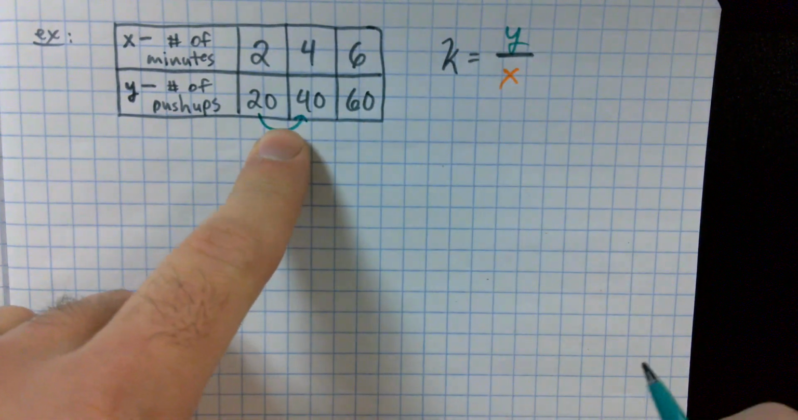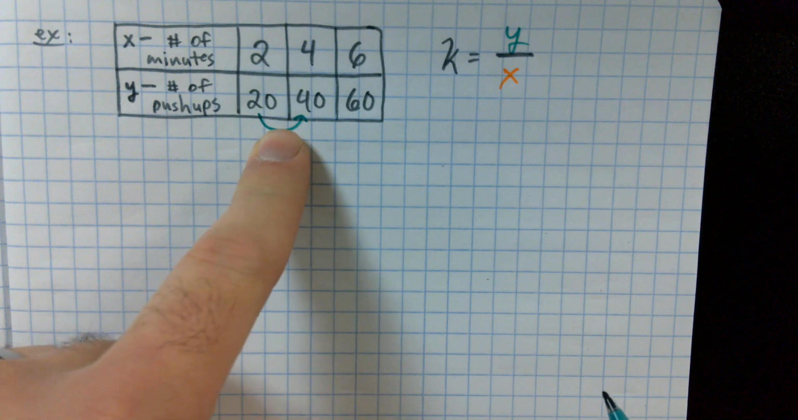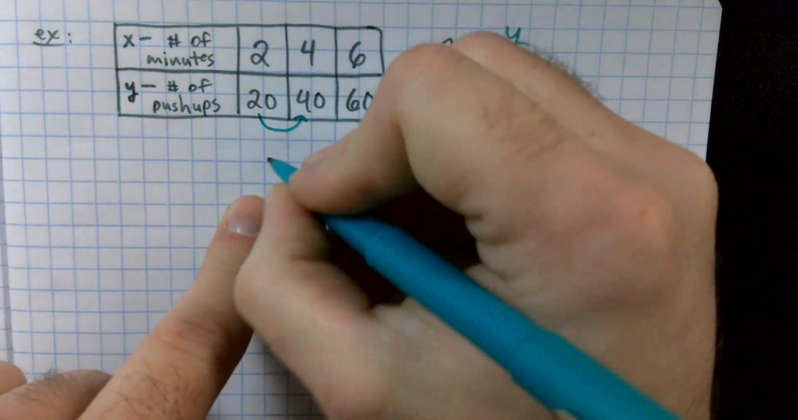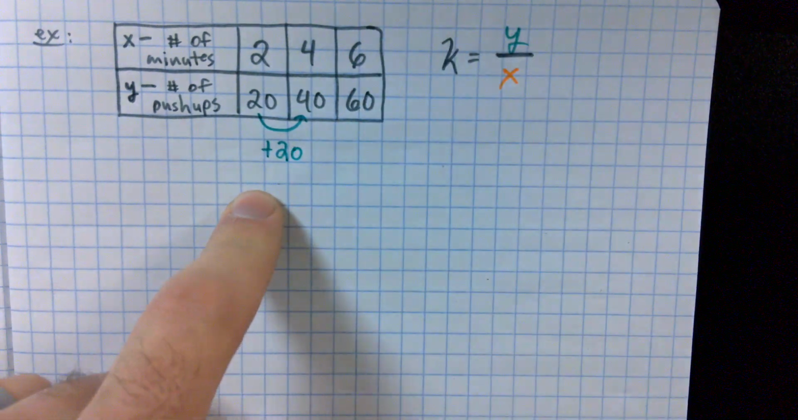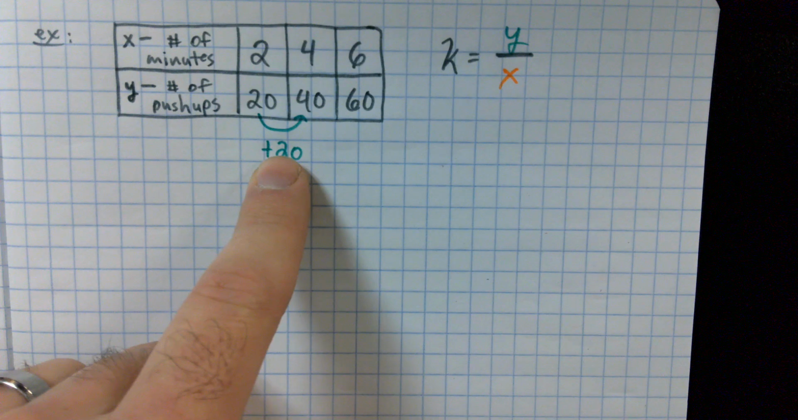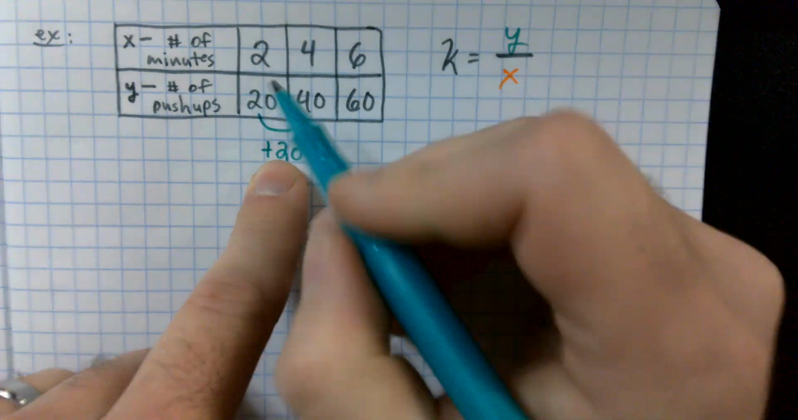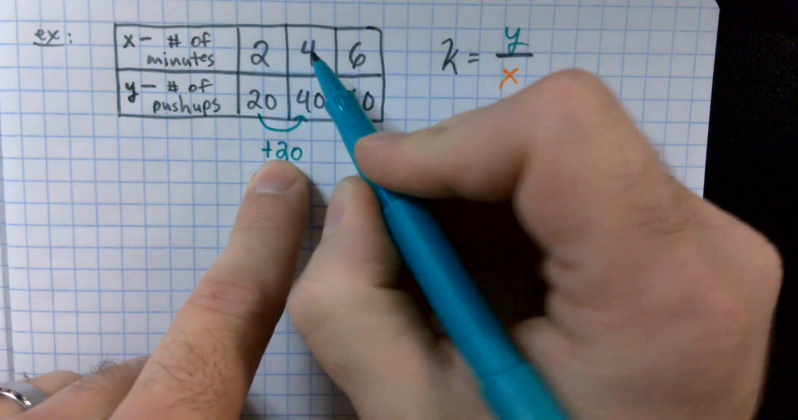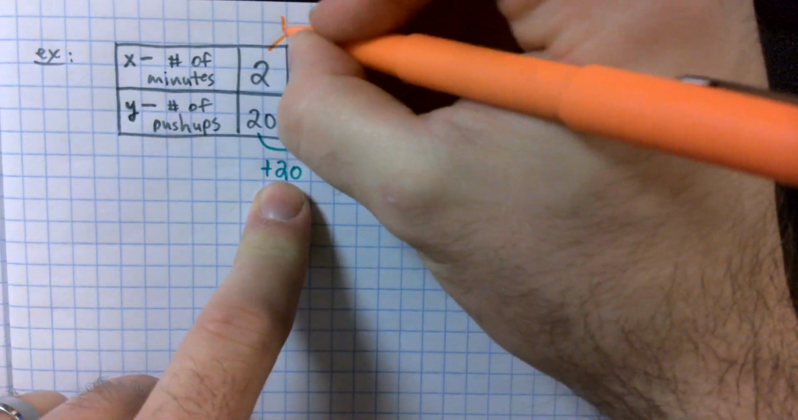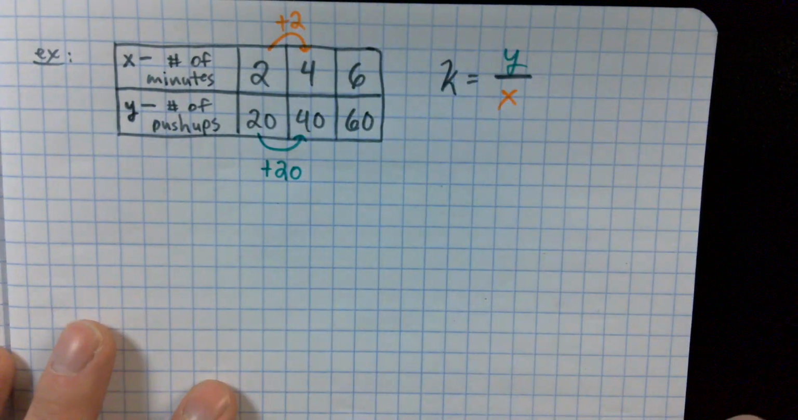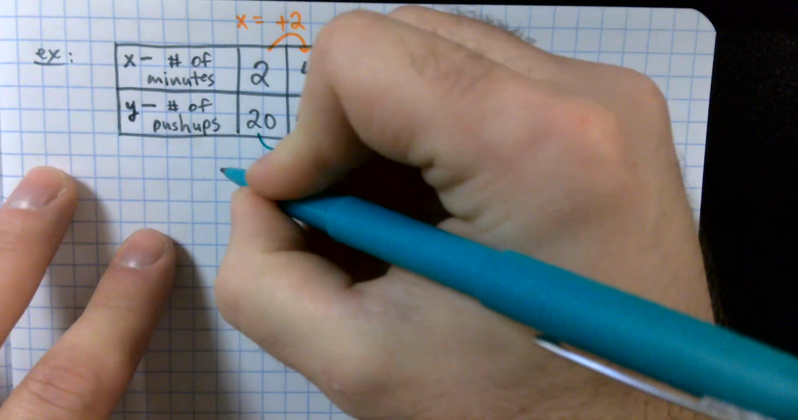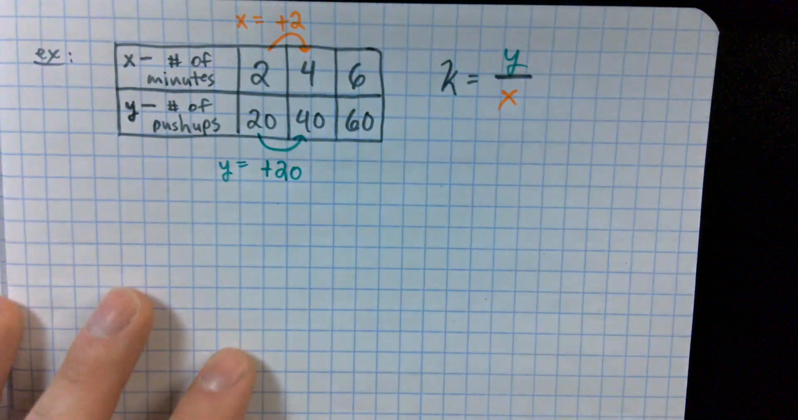How do I get from 20 push-ups to 40 push-ups? What am I adding? You add 20. If I've done 20 push-ups and I want to do 40, I have to do plus 20 more. 2 more sets of 10. And from 2 minutes to 4 minutes, how much time has passed there? 2 minutes. So I'm going to write plus 2. So my X is equal to 2. My Y is equal to 20.